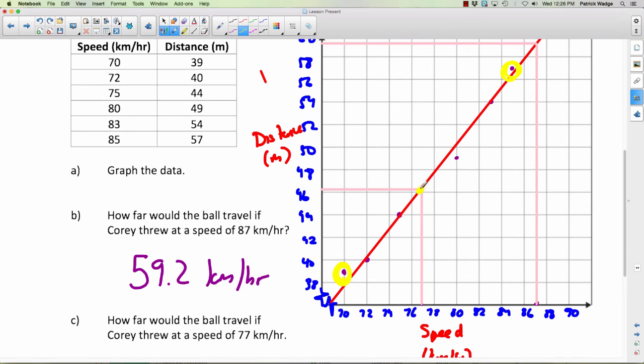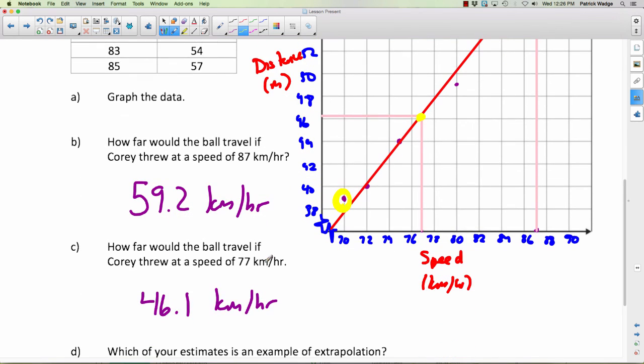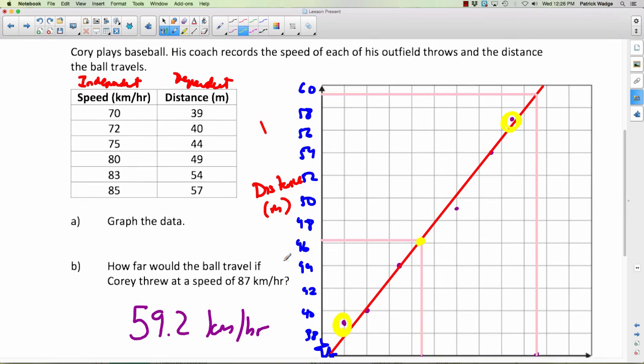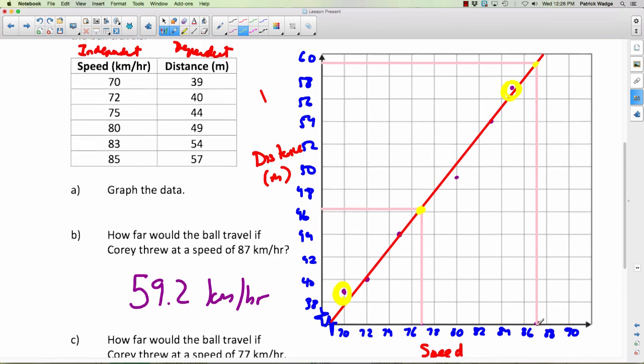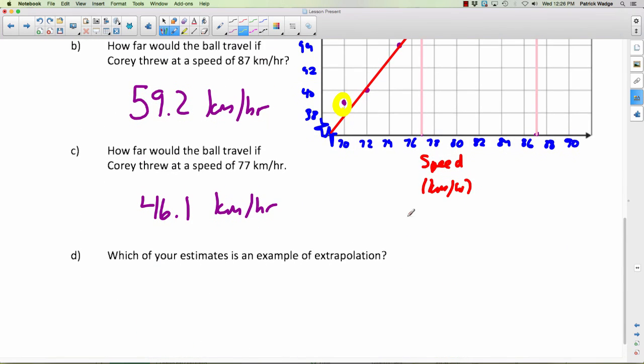That was this one, right? That was within the yellow circles. So this was interpolation. That was the one at 77. But this one, way up here, falls outside our circles. It's beyond this circle here. So this is extrapolation. The one at 87 was extrapolation. So that was B. Question B was extrapolation.